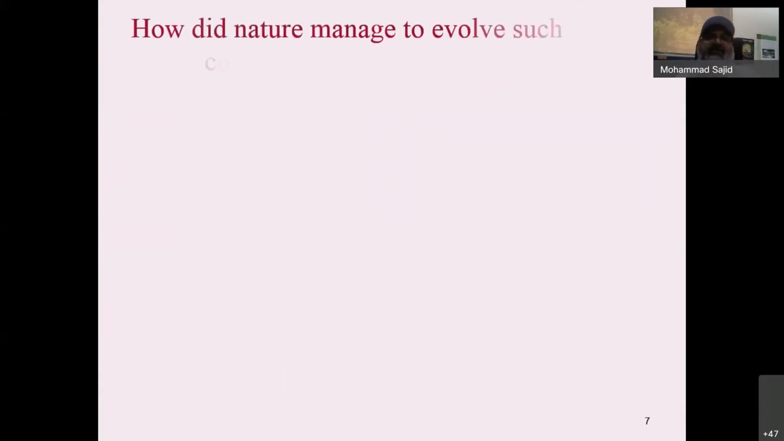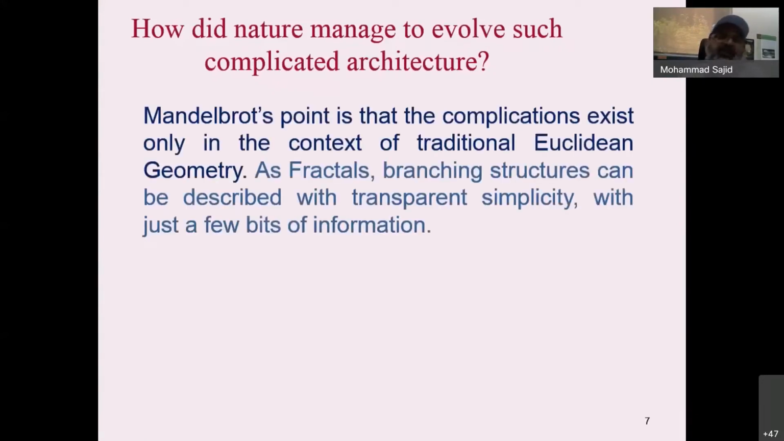So the question is, how do we get this type of picture? How did nature manage to involve such complicated architecture? Mandelbrot's point is that complication exists only in the context of traditional Euclidean geometry. As fractals, branching structures can be described with transparent simplicity, with just a few bytes of information. So we have very complex things in nature.